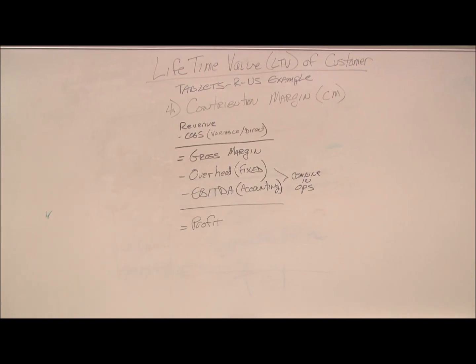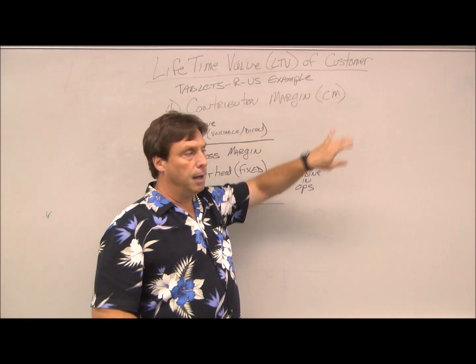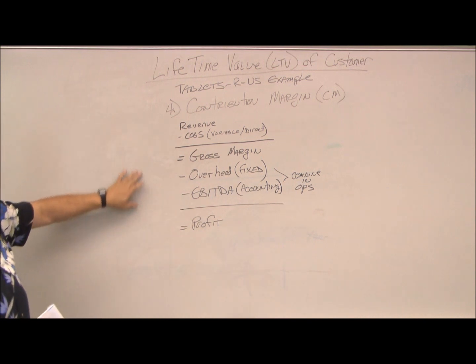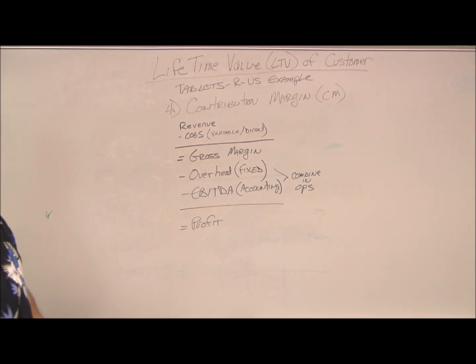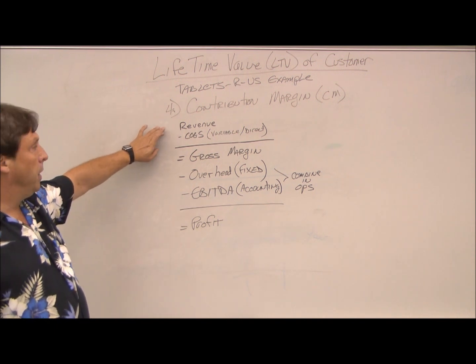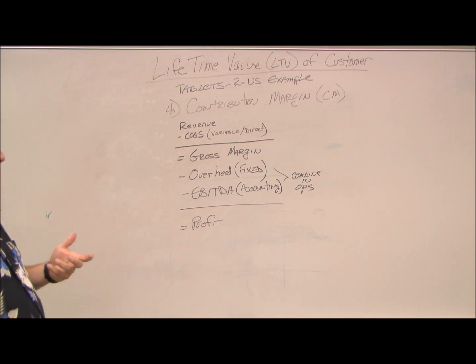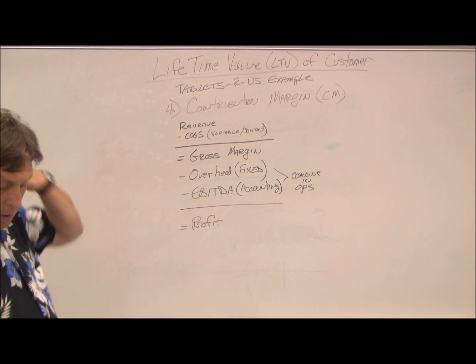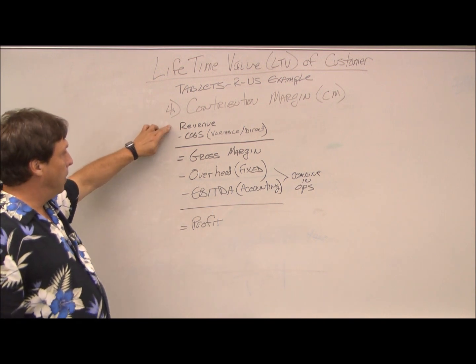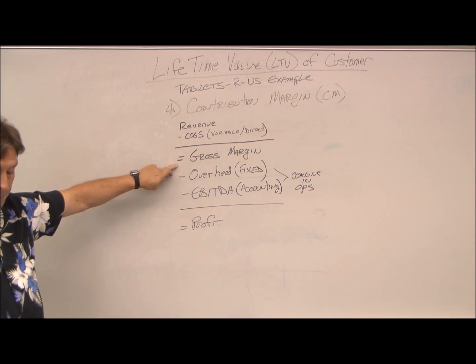Okay, let's look at our fourth. We need to calculate the contribution margin, which I abbreviate as CM. To do it, I'm going to use a simplified P&L or income statement. We have our revenue and our cost of goods sold, which are our variable expenses. Sometimes in accounting they're also called direct expenses. We subtract COGS from revenue and it gives us our gross margin.